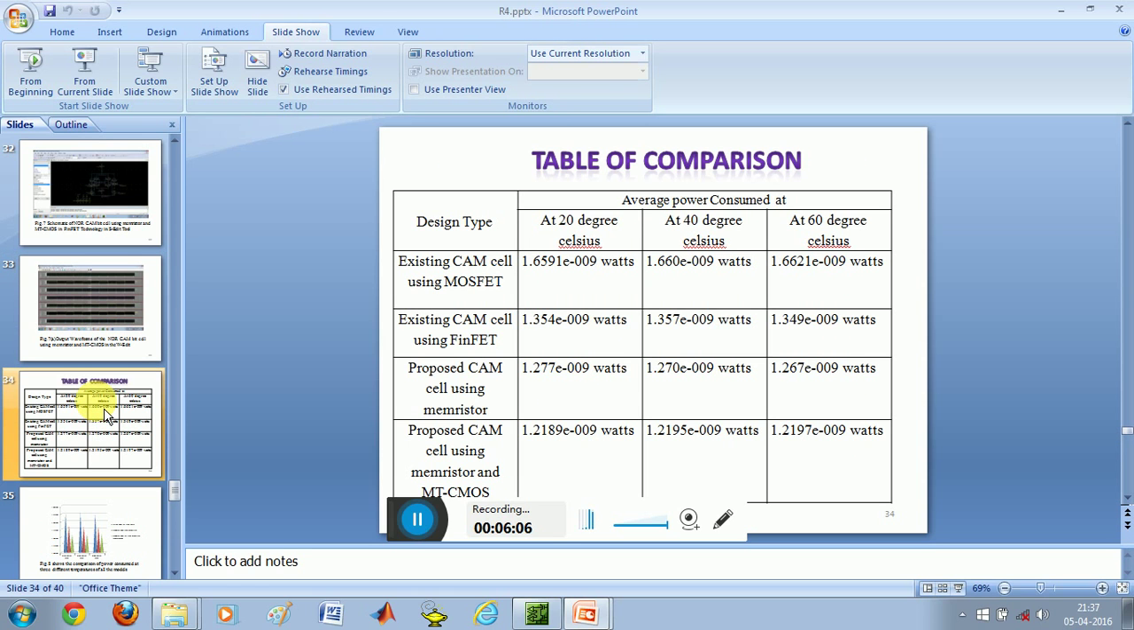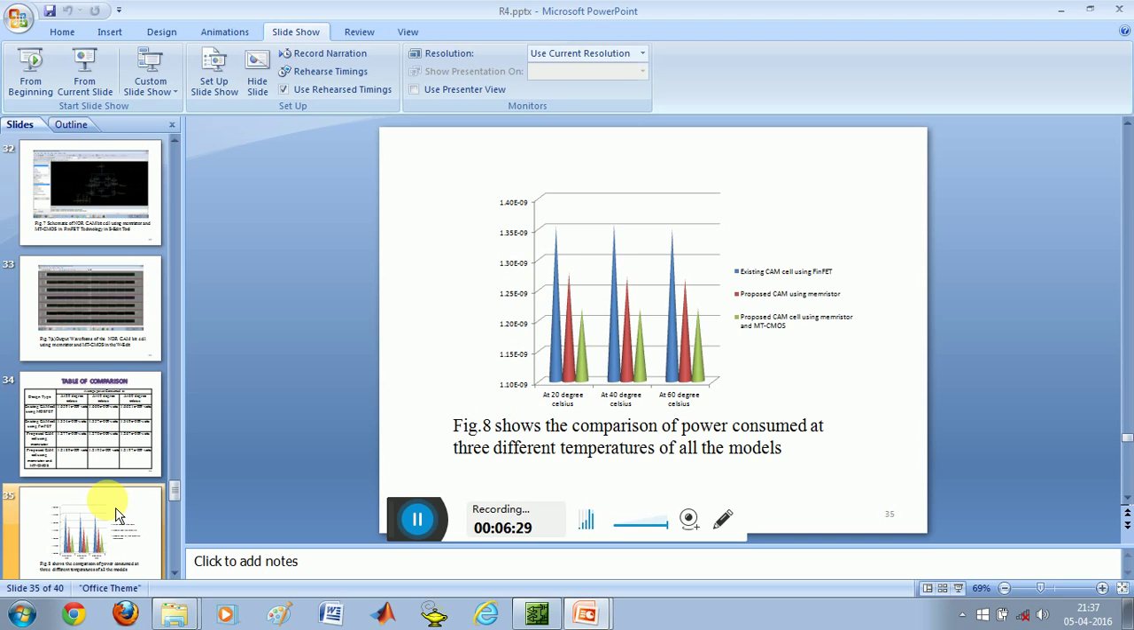Then we go for the table of comparison. In the table of comparison, we have compared the designs using MOSFET, FinFET, memristor and MTCMOS for three different temperatures: 20 degrees Celsius, 40 degrees Celsius, and 60 degrees Celsius. Here we can see that there is a gradual decrease in the power value. The main aim of VLSI design is to reduce the power, and hence in our proposed design there is a decrease in power. This is the bar graph showing the gradual reduction of power.